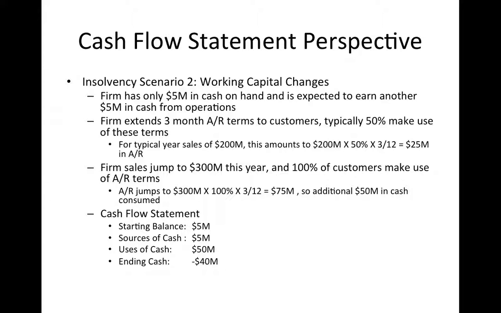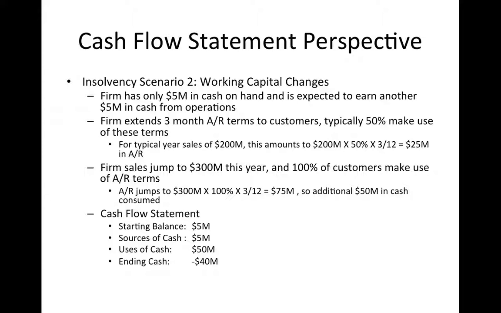Second scenario, we've talked about a little bit, working capital change. I want to give you real numeric examples of that. Assume, again, the firm has $5 million in cash on hand. They expect to earn another $5 million from operations. Their policy is that they extend 3 months of accounts receivable terms to a customer, and that typically 50% of their customers make use of these terms.